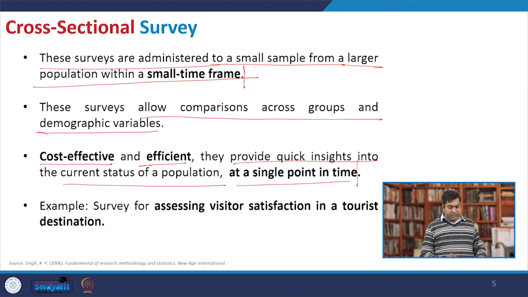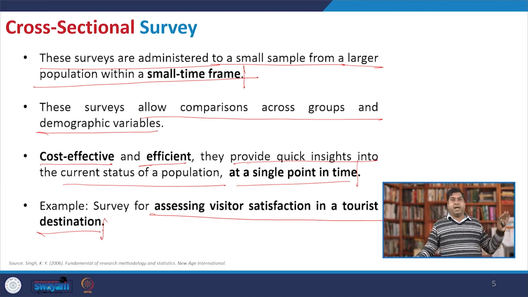Say for example, a survey assessing visitor satisfaction in a tourist destination. In this case, if we do the survey at a particular time, the tourists keep on coming, but at that particular time I would like to know their satisfaction. So this is a cross sectional survey.